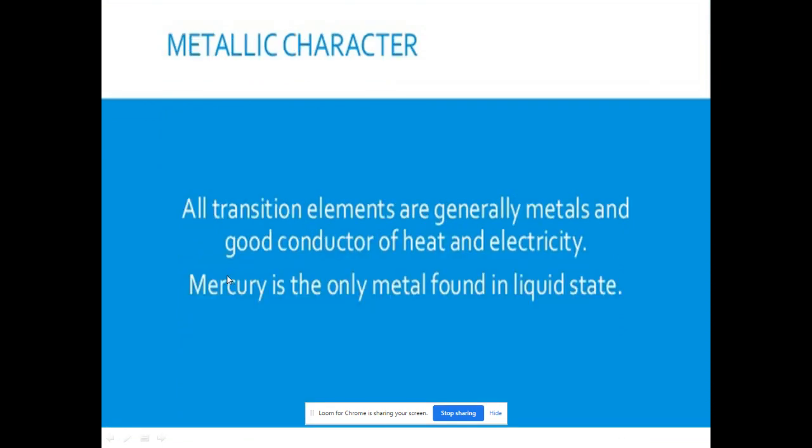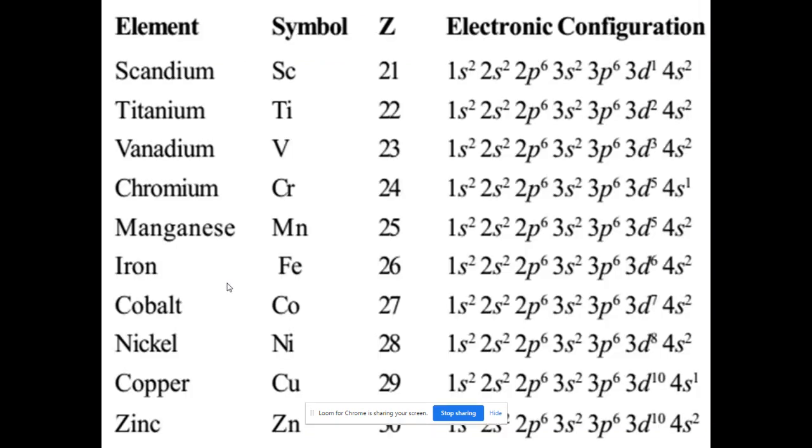All the d block elements are metals. All the transition elements are generally metals and are good conductors of heat and electricity, except mercury, which exists as a liquid at room temperature. Now let's look into the electronic configuration of 3d series elements.